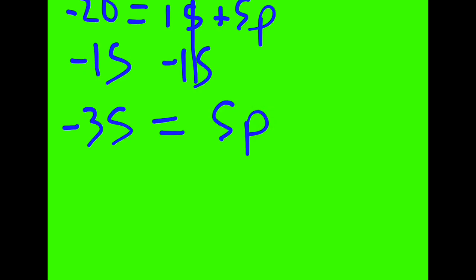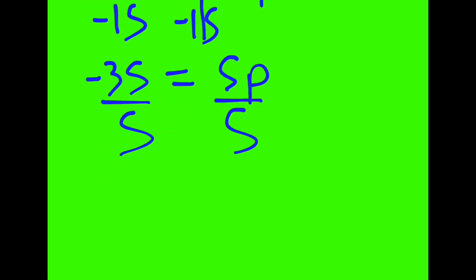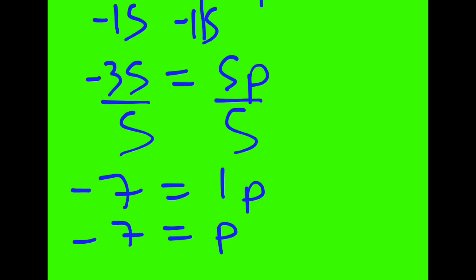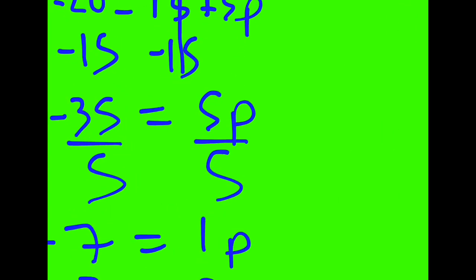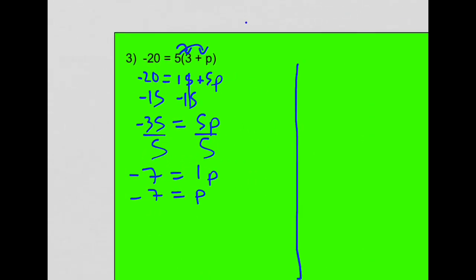So I'm going to divide that by 5 and divide that side by 5, always doing the same thing to both sides. Negative 35 divided by 5 is negative 7. 5 divided by 5 is 1p. Or I can just write that as negative 7 equals p. Perfectly fine way to do that. You can see we're getting some bigger numbers there, but nothing too huge.